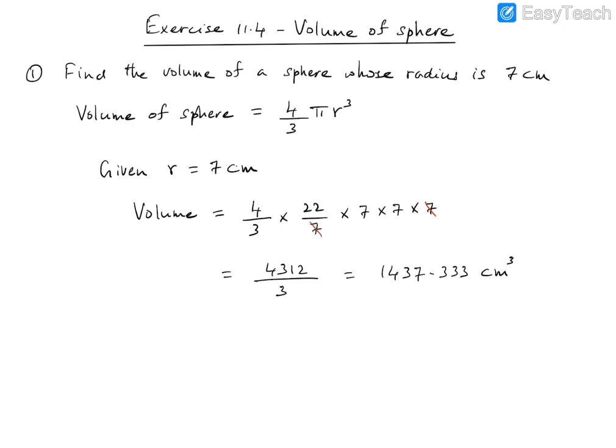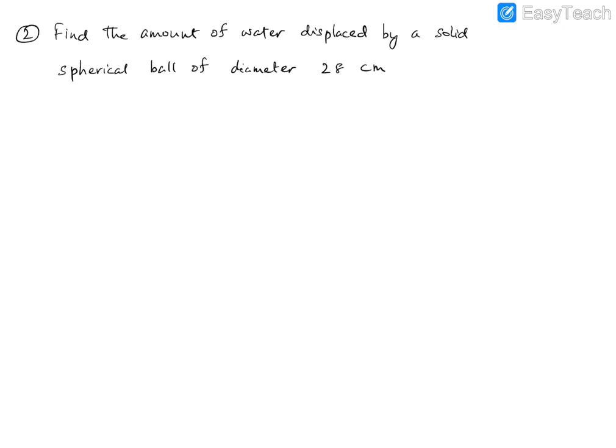Let's move on to the second problem, where we have to find the amount of water displaced by a solid spherical ball of diameter 28 centimeters. The amount of water displaced is going to be equal to the volume of the spherical ball which is displacing that water. So basically this is an indirect way of asking the volume of the spherical ball. That's the first thing we need to notice.